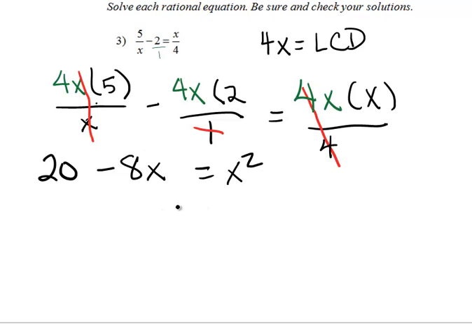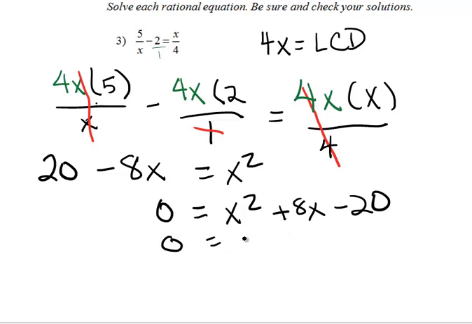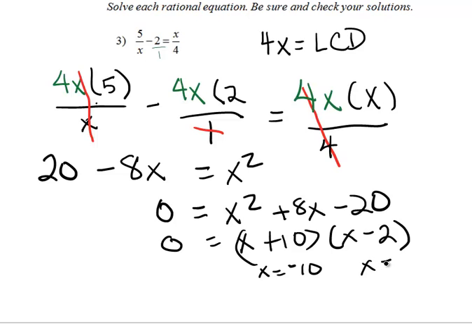I need to set this up as a quadratic, so I'm going to add the opposite of these to zero this out. And I'll end up with x squared plus 8x minus 20. And I can factor this to x plus 10 times x minus 2. Now I would end up with x equals negative 10 and x equals positive 2. And I could go back and check that if I wanted to. I'll let you do that because I want to keep going because of time.